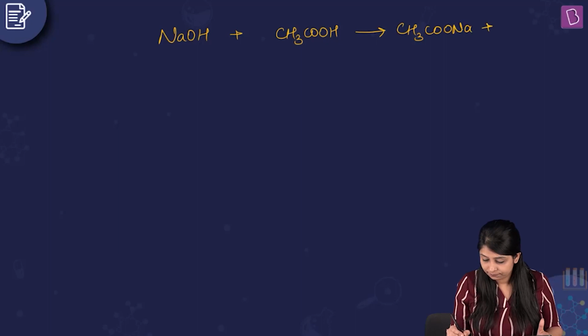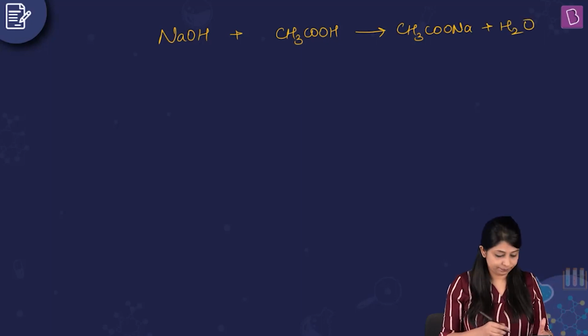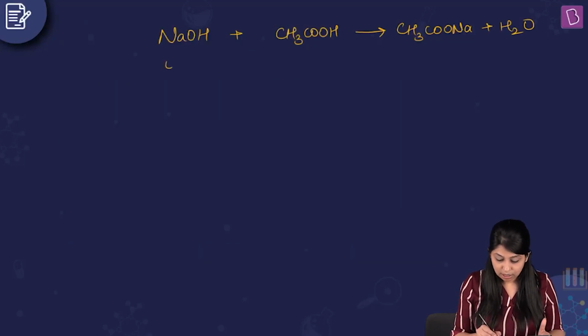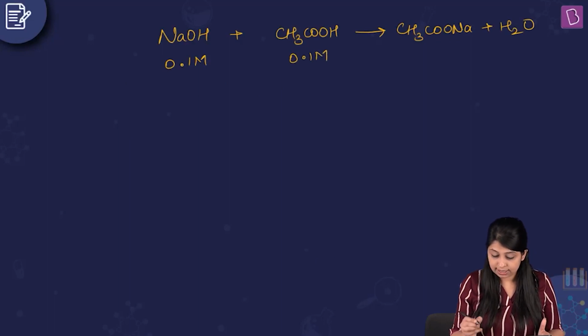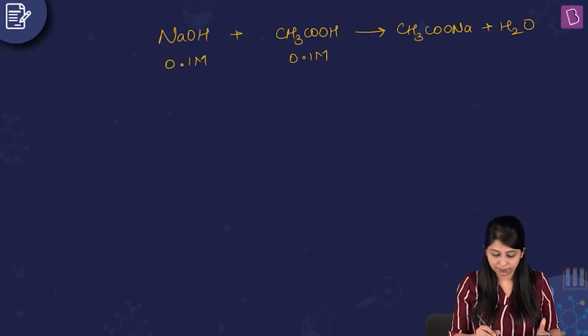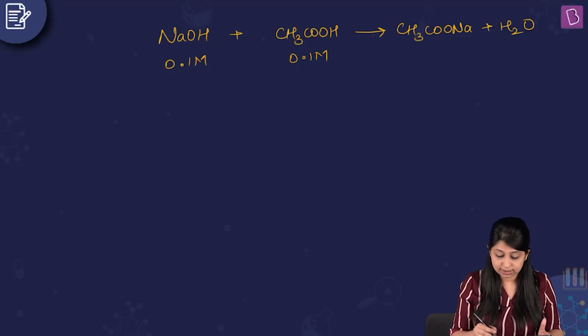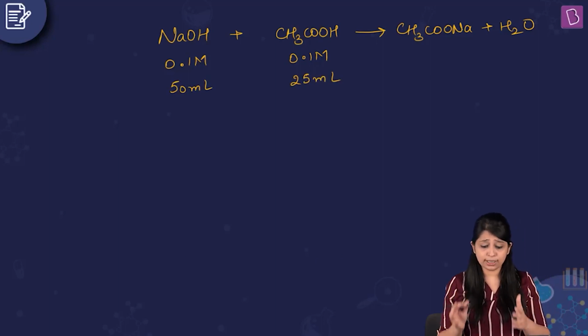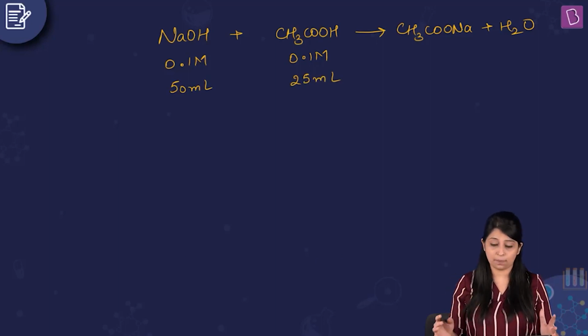CH3COONa plus water. Okay, and how much NaOH and CH3COOH do we have? Well, we are given 0.1 molar NaOH, 0.1 molar CH3COOH, 50 ml NaOH and 25 ml CH3COOH. Okay, so looking at the equation, this is a balanced equation.